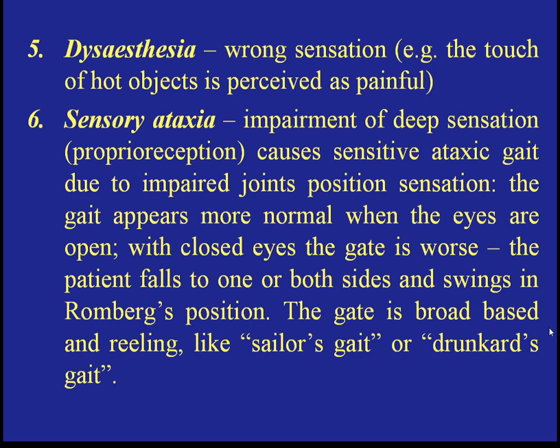Ataxia is disbalance. The Latin word ataxia means disbalance. It may be cortical ataxia, vestibular ataxia, cerebellar ataxia. In case of sensory ataxia, it is the result of pathology of proprioception. Impairment of deep sensation, proprioception, causes sensitive ataxic gait due to impaired joint position sensation. The gait appears more normal when the eyes are open. With closed eyes, the gait is worse. The patient falls to one or both sides and sways in Romberg's position. The gait is broad-based and reeling, like a sailor's gait or drunkard's gait.